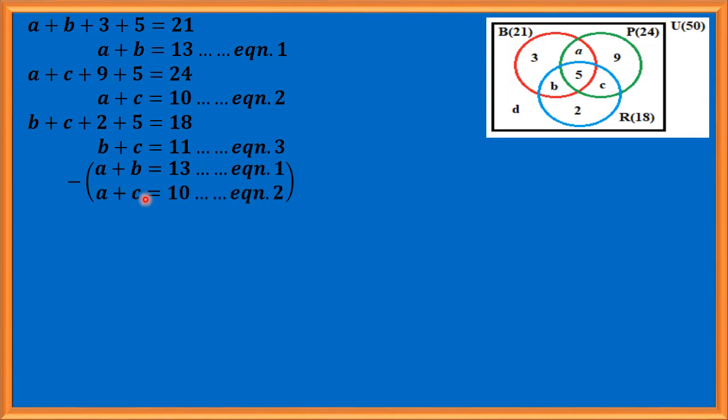So when we do that, A minus A here becomes 0. Then we'll now have B minus C.